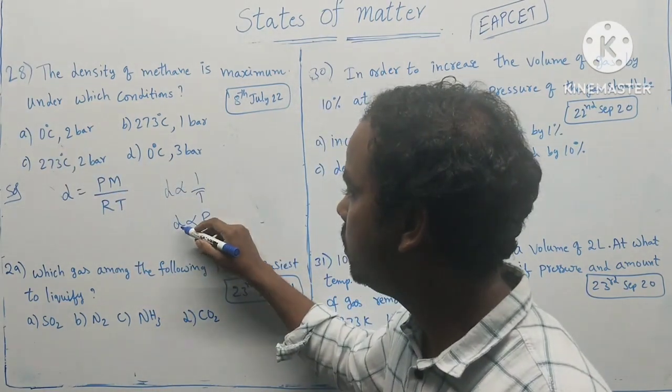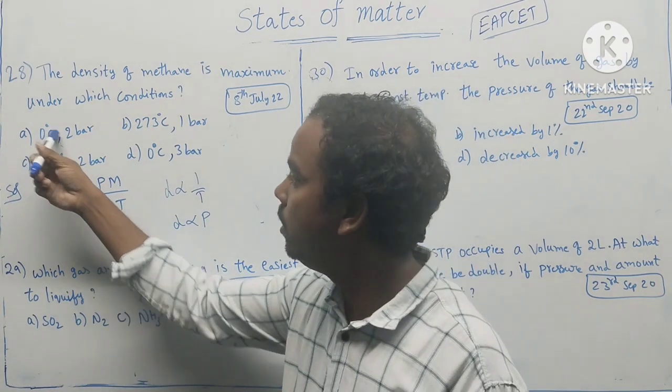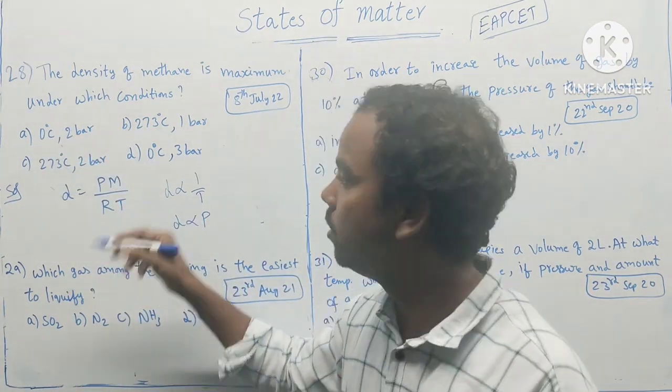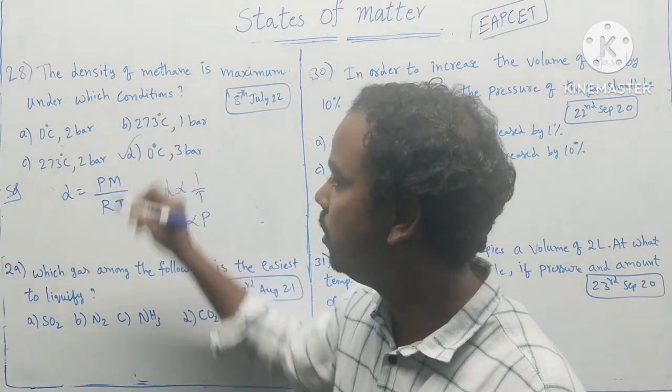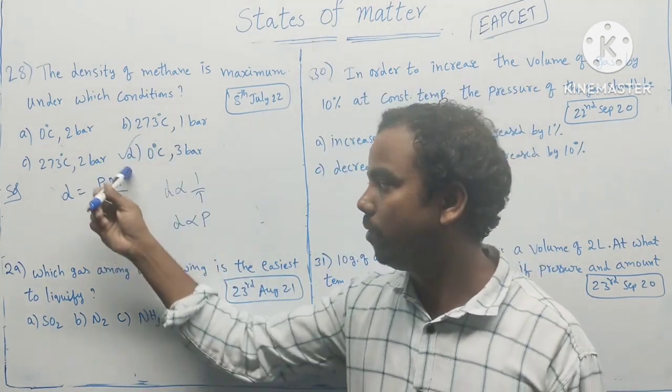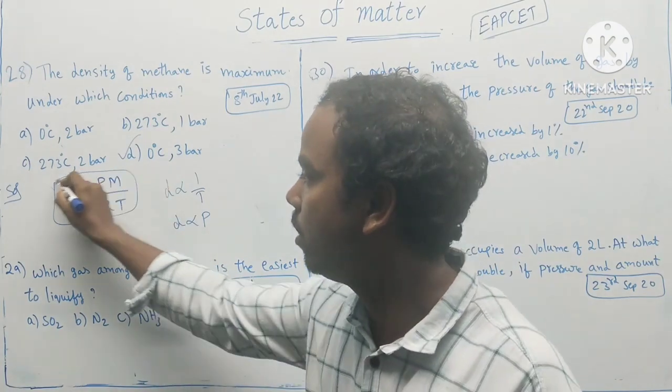So next, density is directly proportional to pressure. So in these two, which one has more pressure? So 3 bar compared to 2 bar is more. So answer D. Very easy, if you know the formula, D is equal to PM by RT.